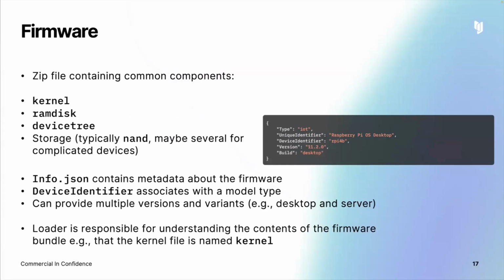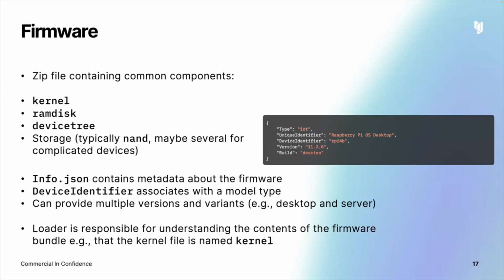And finally, another major component is the firmware. This is treated separately from the rest of the model. It's not packaged into the extension, as there can be many variants or versions of firmware for each model. So a firmware bundle is a zip file containing generally a kernel, RAM disk, device tree, and NAND, along with a JSON file to specify which model the firmware goes with.